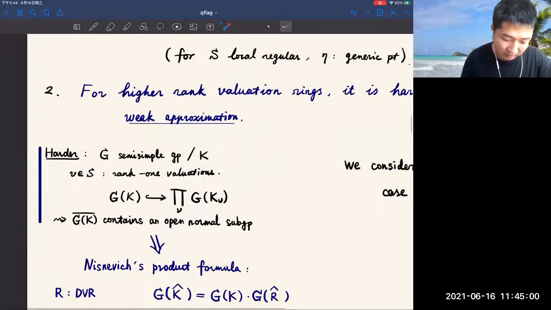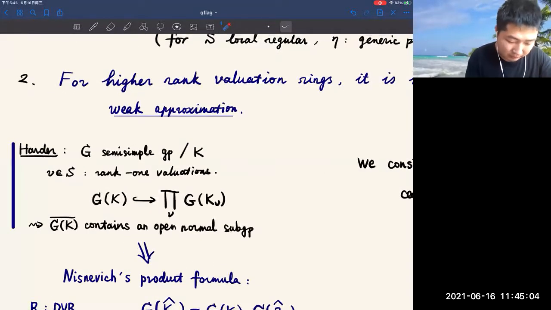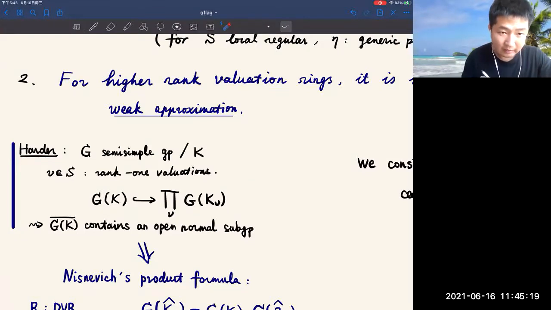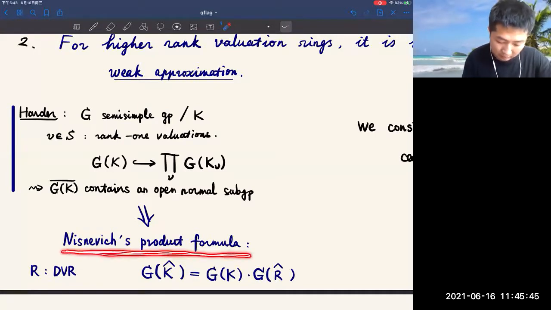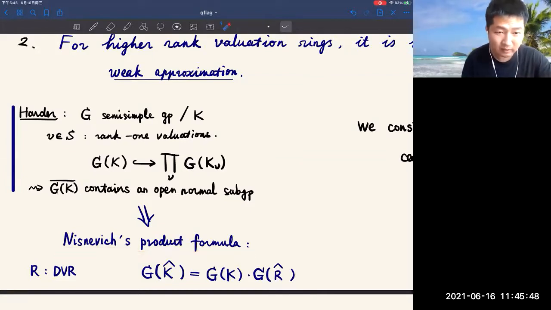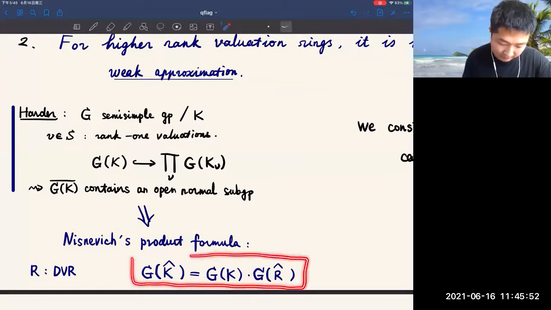So first, let us recall what Harder does. In his article, Harder proved that for a semisimple group over a field equipped with finitely many rank one valuations, we can consider the rational points via the diagonal embedding into the product of completion points and take the closure. He proved that this closure contains an open normal subgroup, which means the image of the diagonal map is really large. So in Nisnevich's paper, he used Harder's weak approximation to obtain a product formula like this, where R is a DVR.